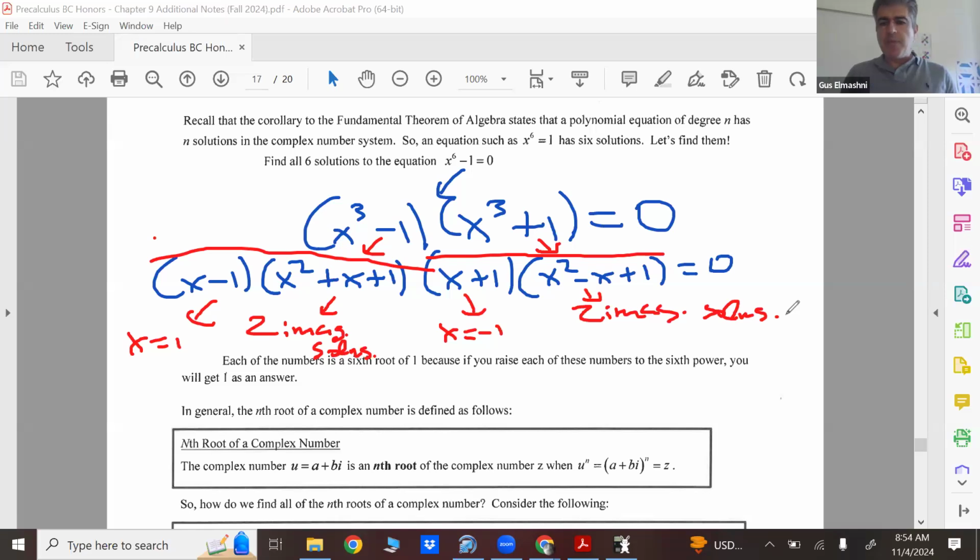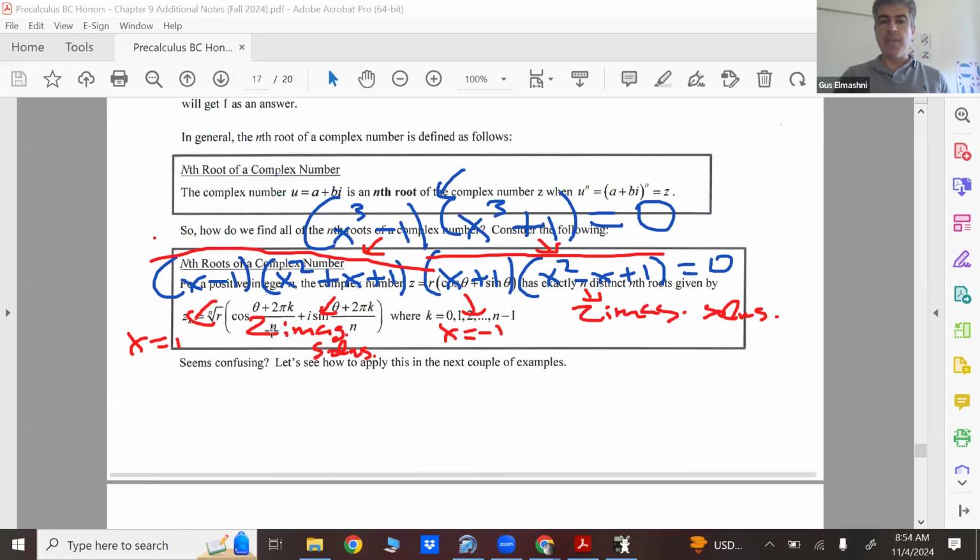But sometimes we may not have that luxury of breaking down the polynomial this way, or it might be hard to do. So we want a process that's a little more streamlined and organized. And that's what we're going to talk about next, which is kind of an extension of de Moivre's theorem. It's called finding the nth root of a complex number. And it looks like this.